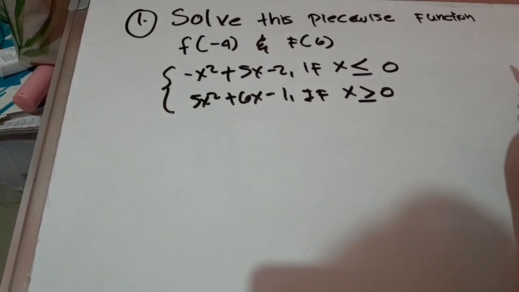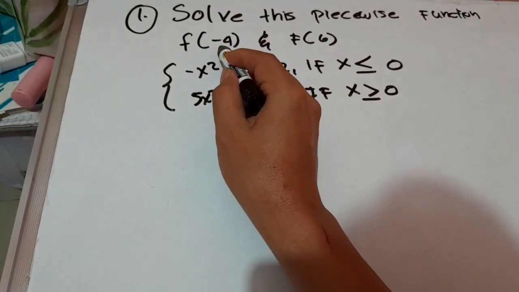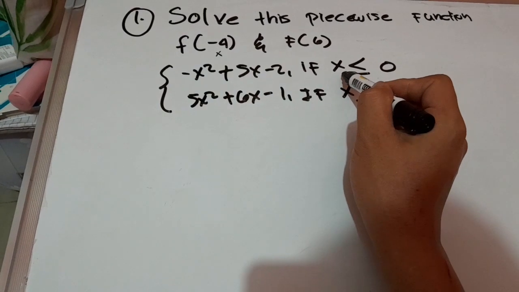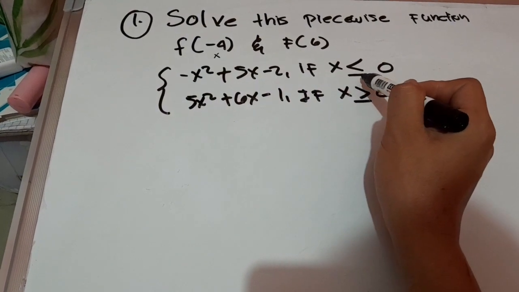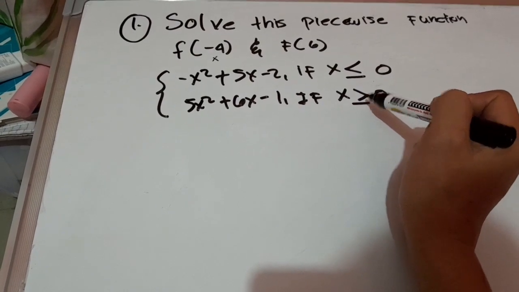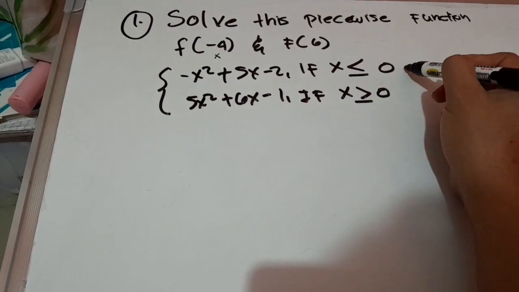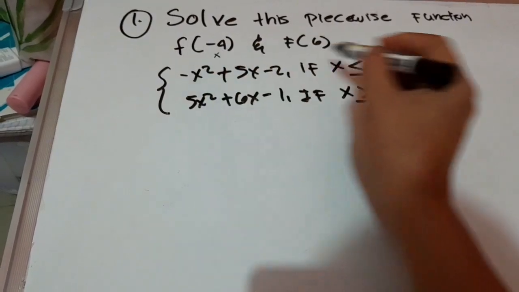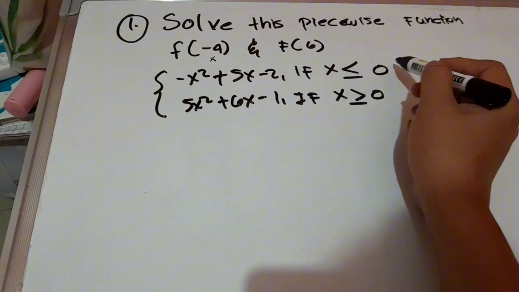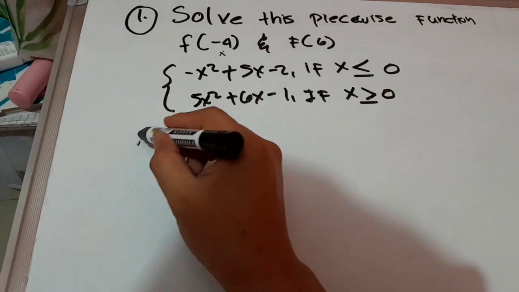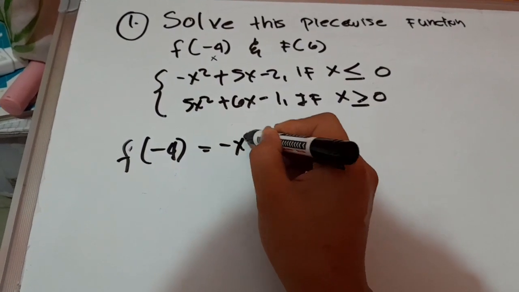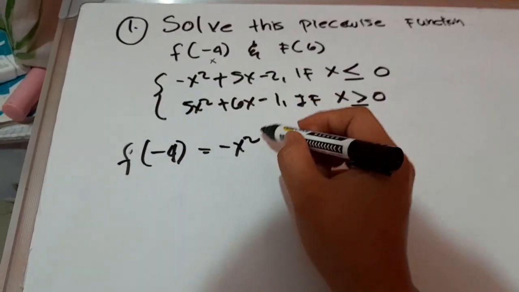So kani ang negative 4 man siya ang value sa x ani. So x is less than or equal to 0, or x is greater than or equal to 0. So we have to use this. Since the negative 4 is less than 0, so we have to use this. So f of negative 4 is equal to negative x squared. Let us use this equation.